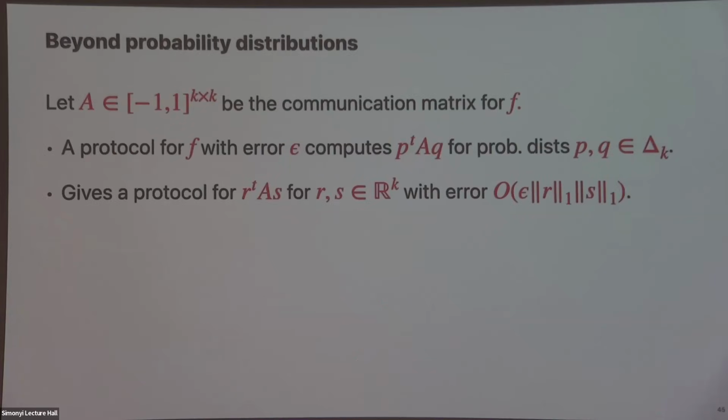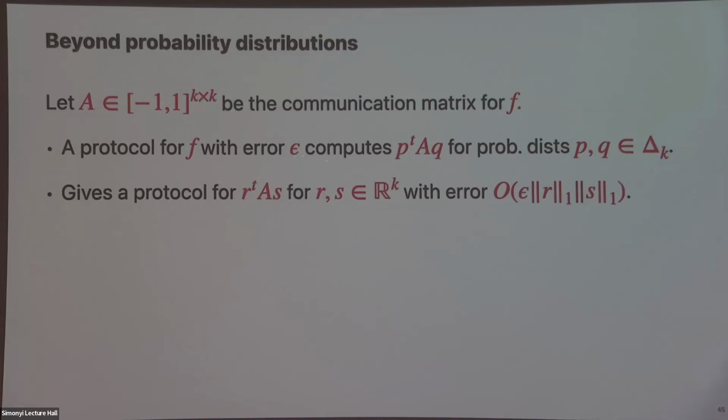Okay, but now to do reductions for other problems which are not so obviously the same as equality, we're going to have this one important technical simplification. Suppose A in plus minus 1 raised to k times k. This used to be 2 to the n before, now I'm calling it k because we'll reduce from gap Hamming. If it's the communication matrix for F, then a protocol for F with epsilon error lets you compute P transpose AQ for probability distributions P and Q.